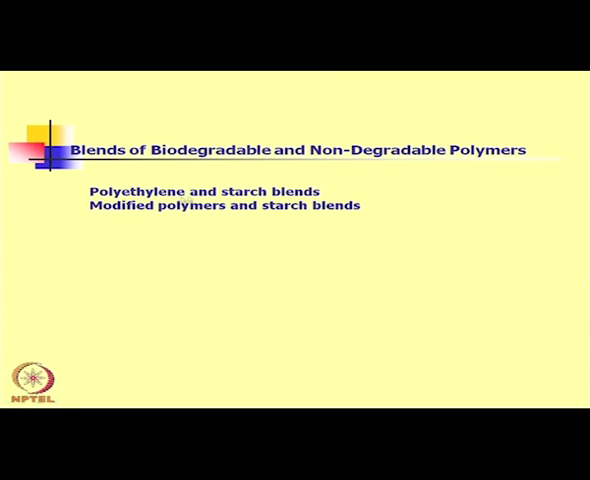This polyethylene starch film, or chemically modified polymers and starch, can be blended to form some biodegradable polymers. Actually, agricultural mulch films are being produced from blending of polyethylene with starch.